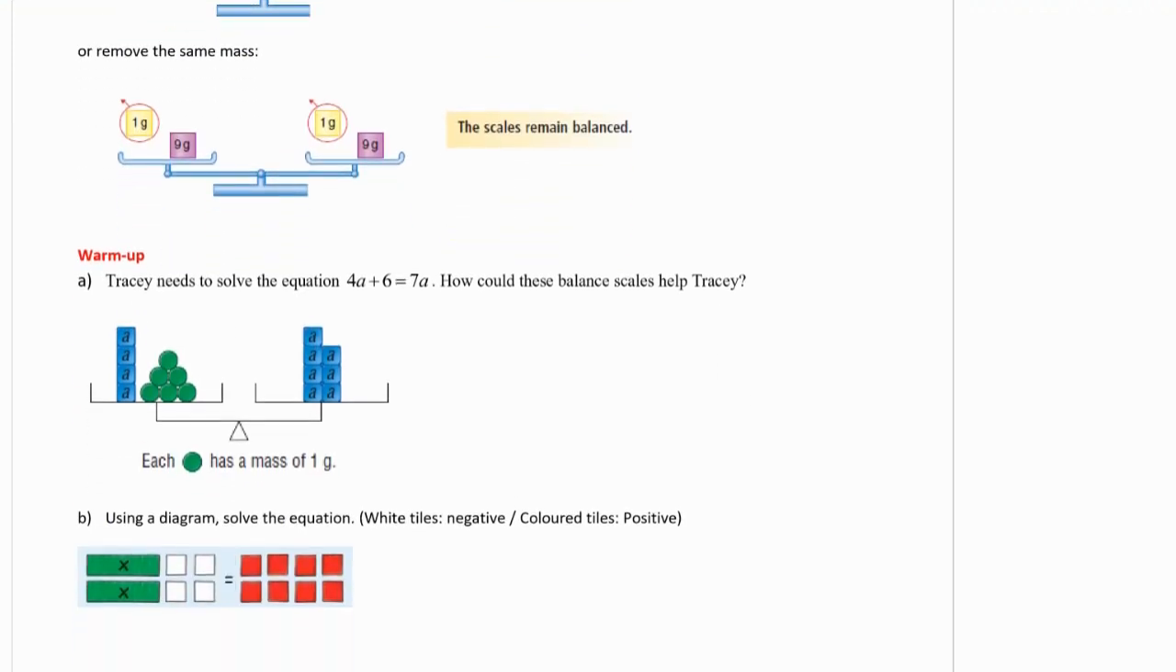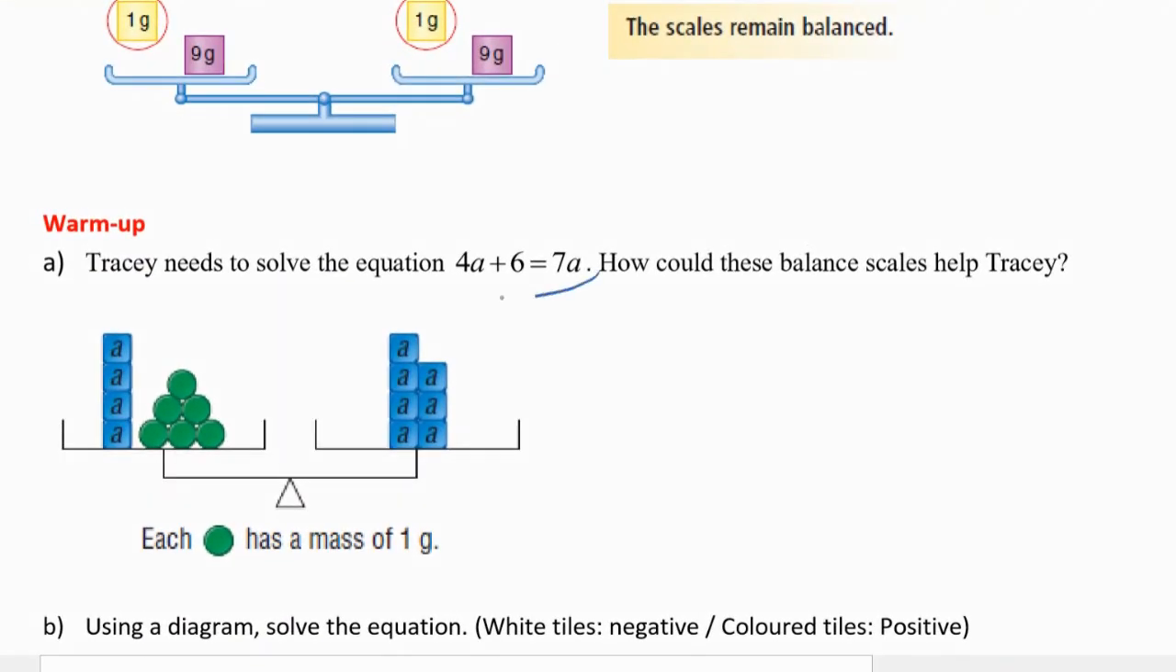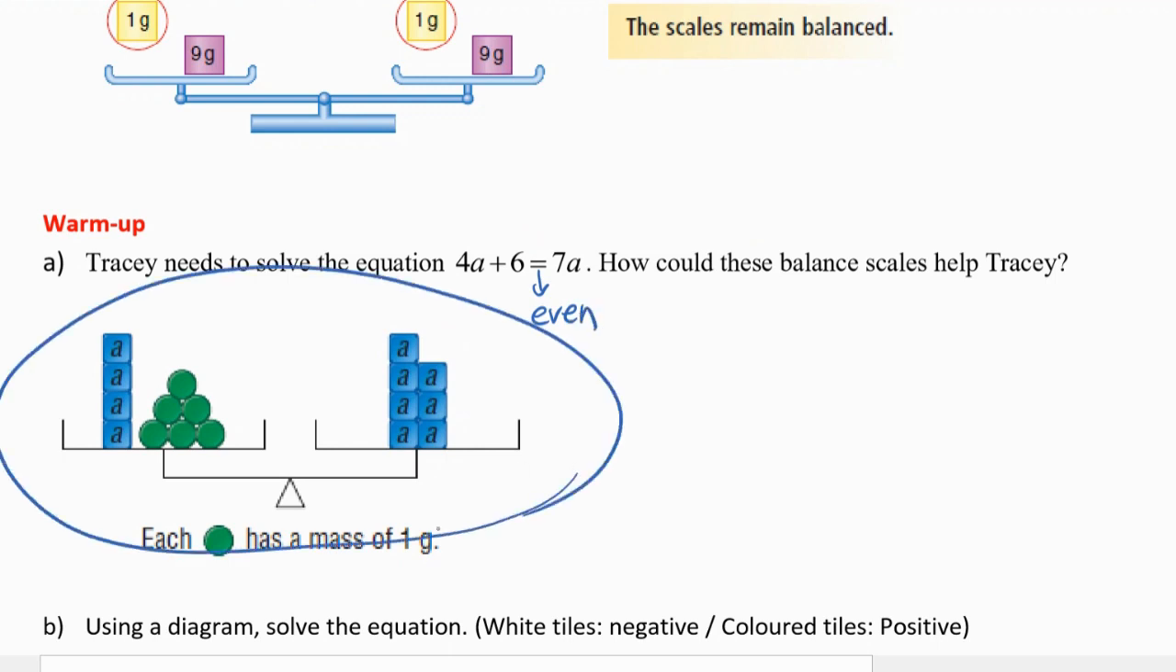We're going to model 4a plus 6 equals 7a using a balanced scale model. So you make 4 a's here and 6 integer chips, and 7 a's here. So see this equal sign? This means they are even. So the scale is balanced.